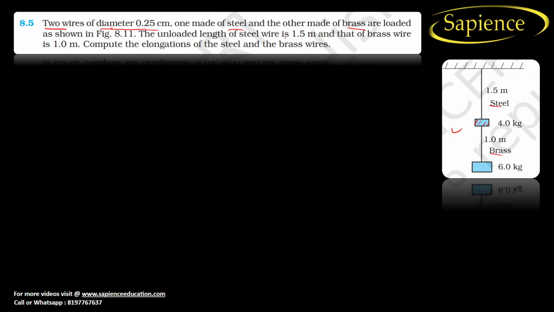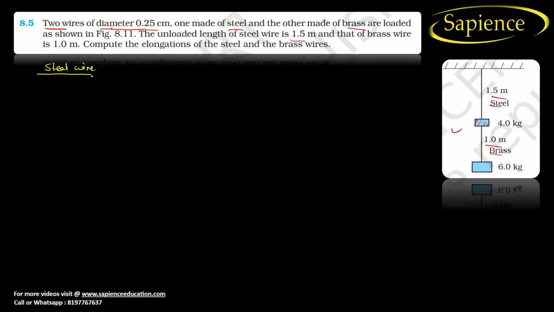The unloaded length of the steel is given as 1.5 meter, and that of the brass is equal to 1 meter. Compute the elongation of the steel and the brass. So we need to find the elongation of the brass as well as steel elongation. When we talk about the steel, first of all I will talk about the steel wire.